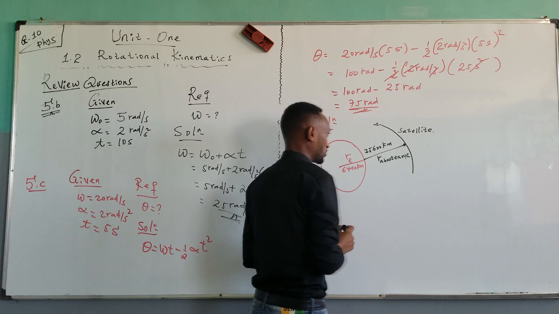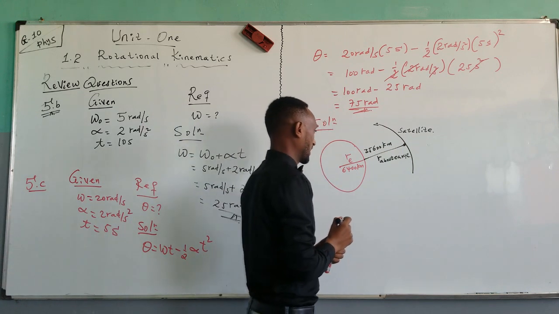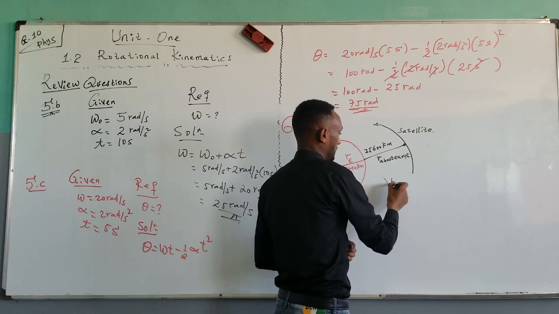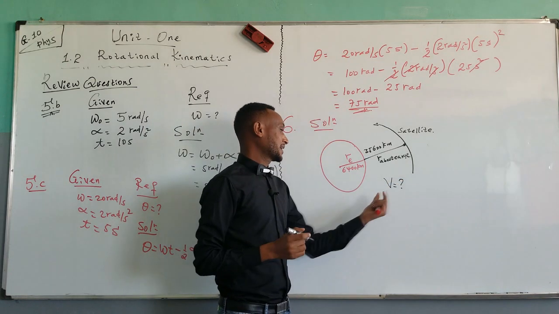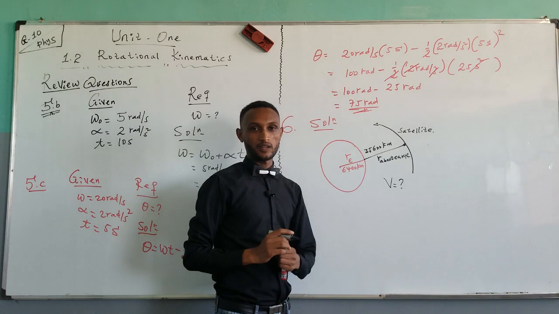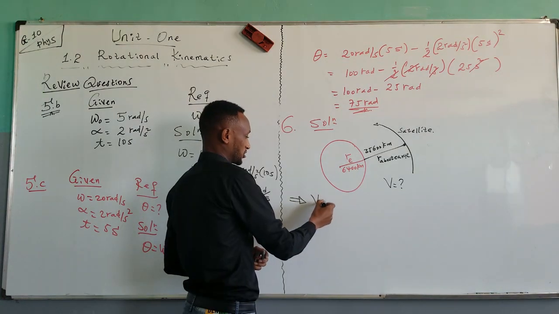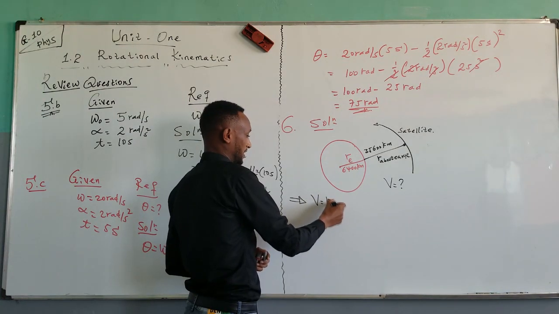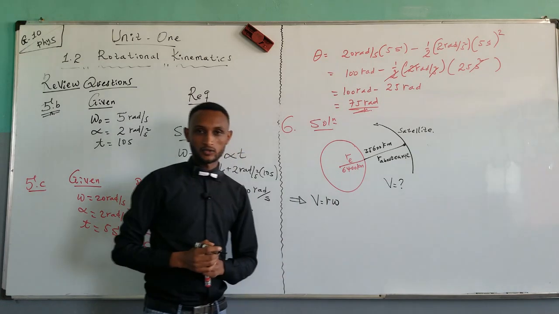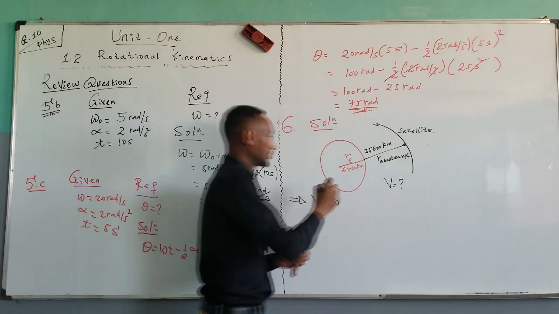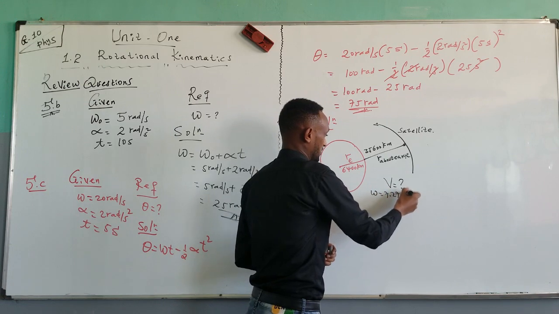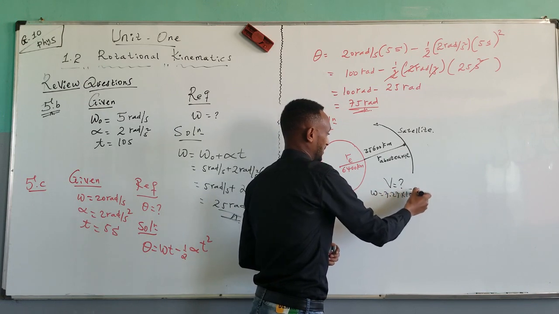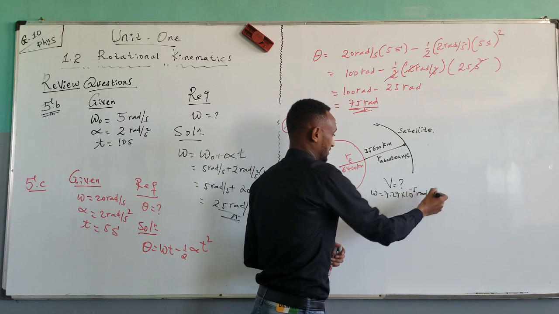We are asked to find what is the velocity of the satellite. That means the tangential velocity, which is equal to radius times the angular velocity. Our angular velocity is equal to 7.27 times 10 to the power of minus 5 radian per second.